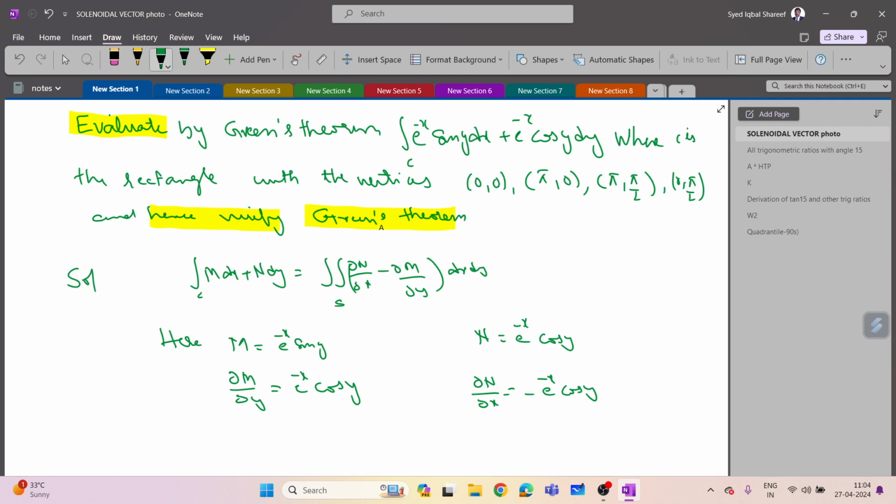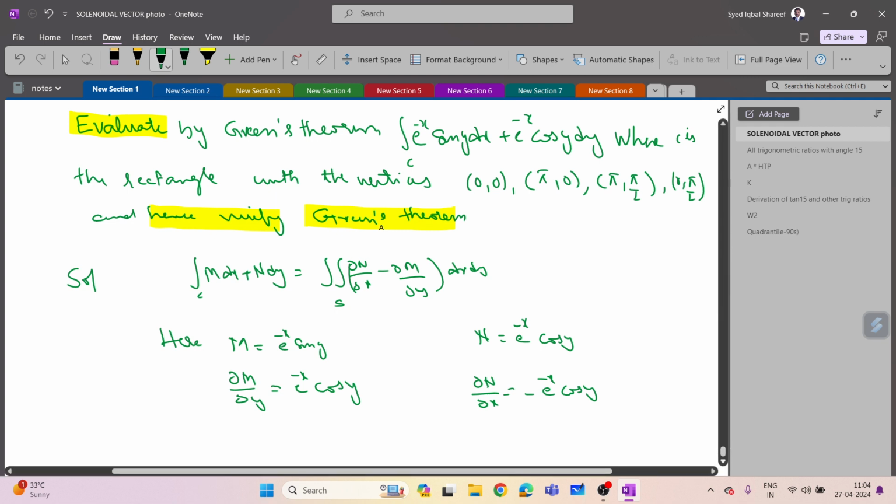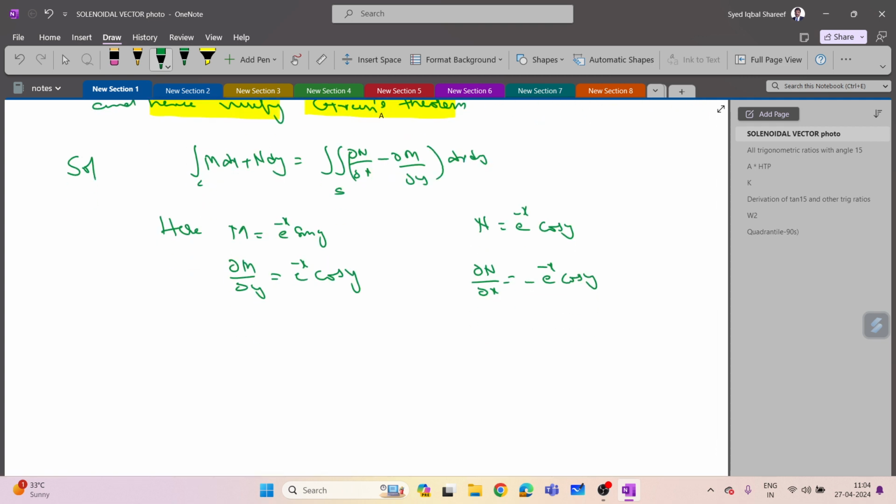Now what does it say? Next step is dou N by dou x minus dou M by dou y. So dou N by dou x is minus e to the power of minus x cos y, minus e to the power of minus x cos y. Same minus same, so minus 2 e to the power of minus x cos y. This is your dou N by dou x minus dou M by dou y.